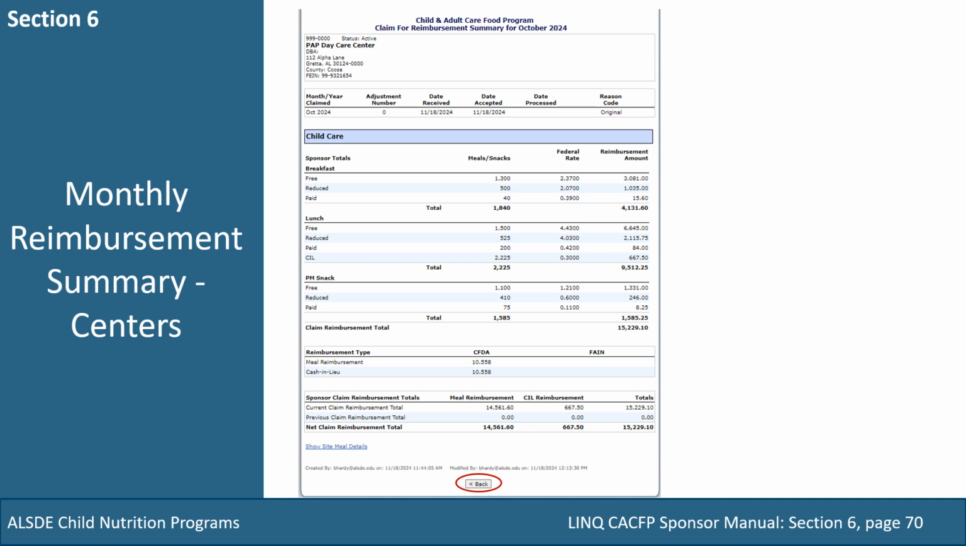For each month reported, approved, and processed, you will have access to your claim reports. We actually looked at this page in the Claims tab. Remember? We clicked on Summary after we finished our report, and we took a look at this page. We even clicked Show Site Meal Details at the bottom of the screen. I only had one site because I've only been approved for one site. As you can see, data is all around you in this LINQ system. So let's use our resources to become stronger with our CACFP operation. You can click back at the bottom of the screen, or you can click Claims in the header menu bar at the top of the page.